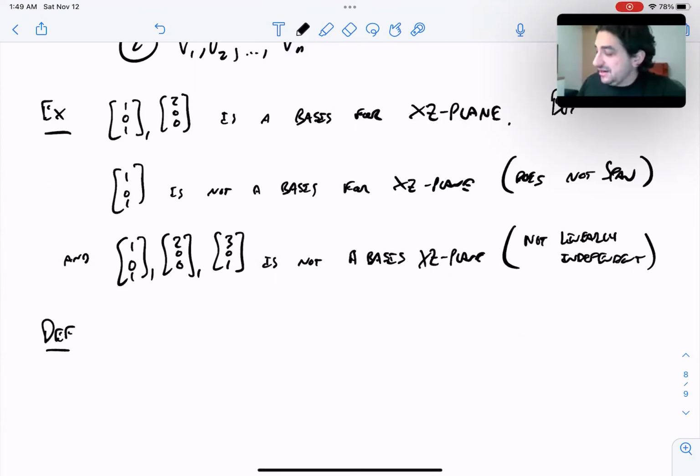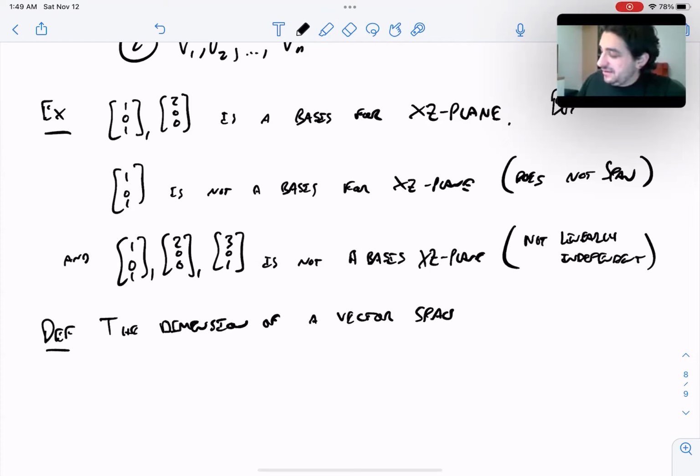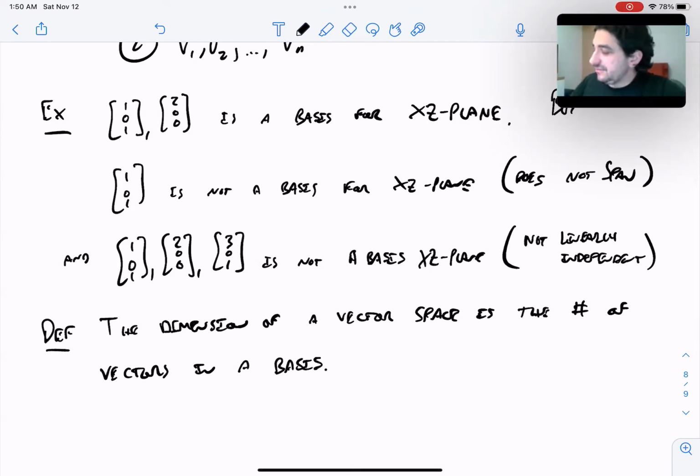Why do we really care about basis? The dimension of a vector space is the number of basis vectors. Maybe a better way to say it is it's the number of vectors in a basis. Right, so this is the dimension of a vector space. It's not obvious that this is well defined, right? You can pick different bases.